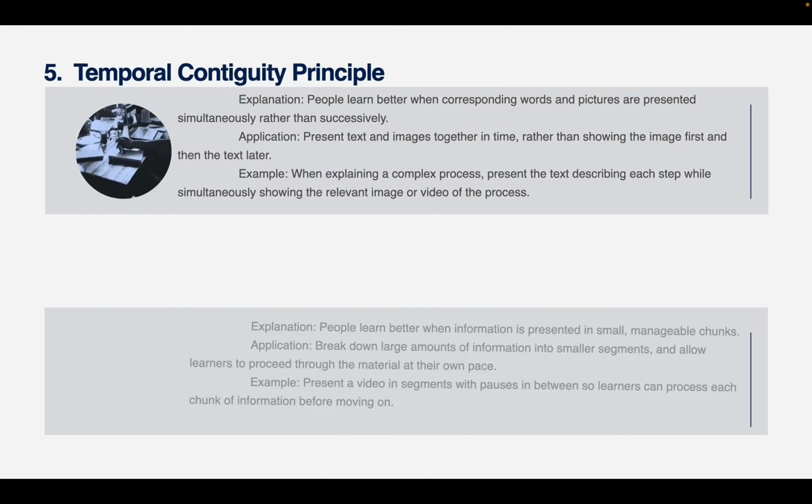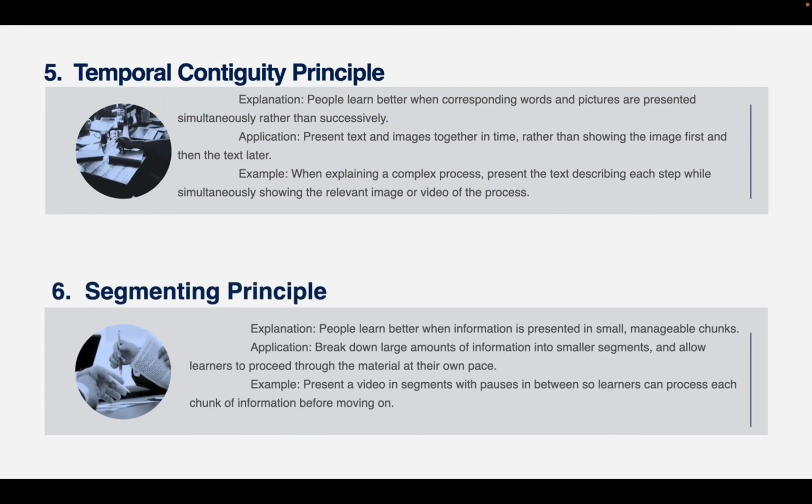5. Temporal contiguity principle. People learn better when corresponding words and pictures are presented simultaneously rather than successively. The example is that when explaining a complex process, present the text describing each step while simultaneously showing the relevant image or video of the process. 6. Segmenting principle. People learn better when information is presented in small, manageable chunks. Example is present a video in segments with pauses in between so learners can process each chunk of information before moving on.